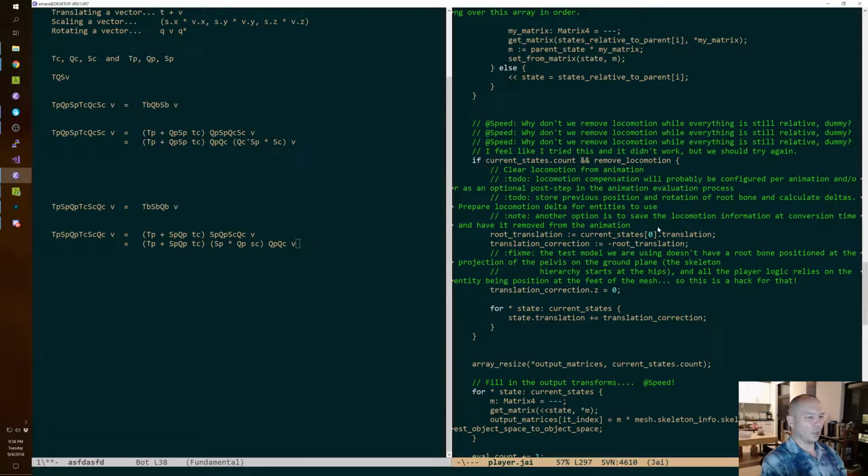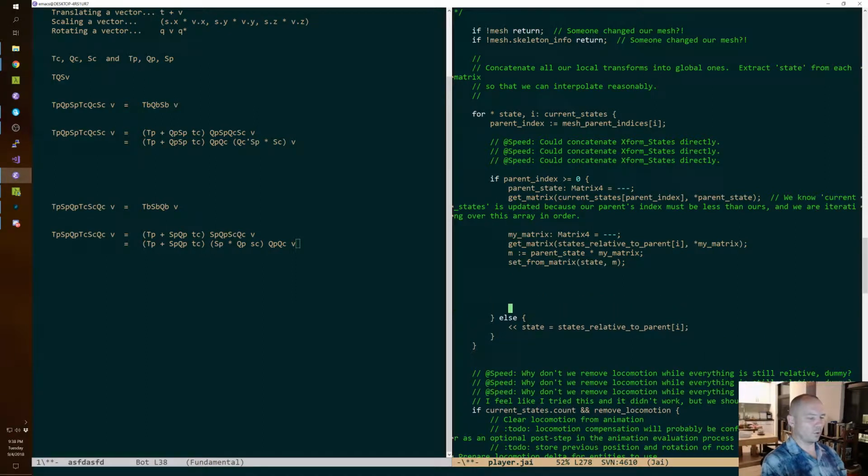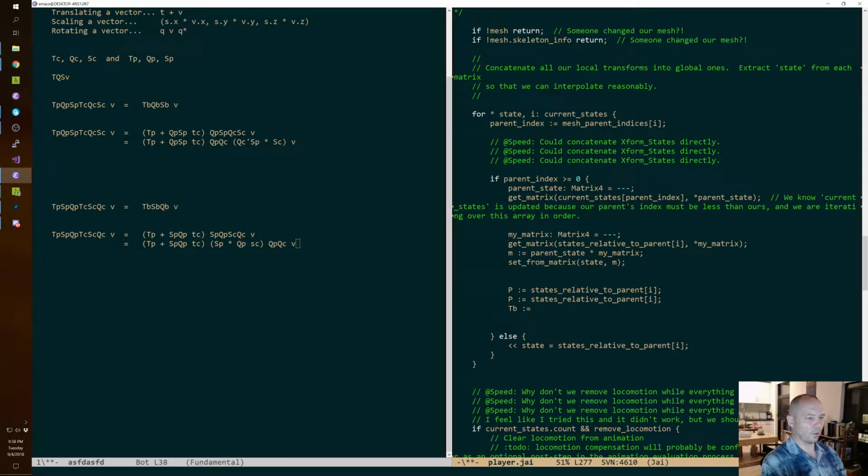Okay, here, we're just going to do all this BS that we're already doing. But we're also going to do this. We're going to say TB is states relative to parent I. Let's just say P is states relative to parent I. We'll give things short names.